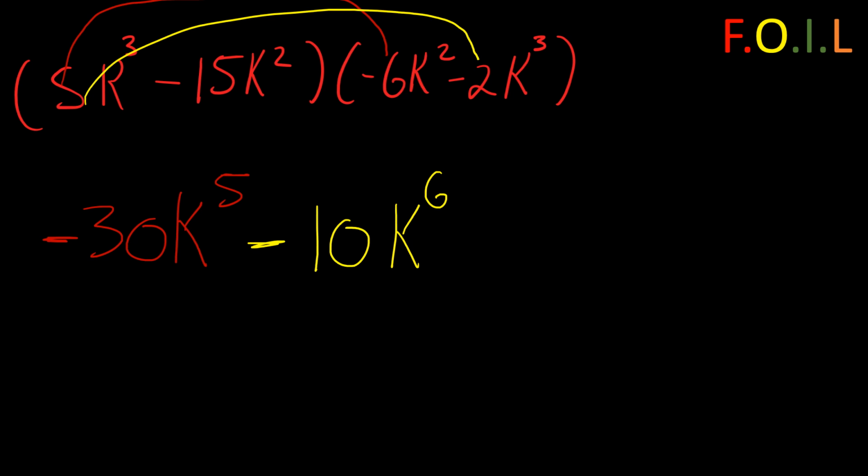So we have 15k squared times negative 6k squared. So a negative and a negative is going to be a positive. And then we have 15 and 6. And that's going to give us 90.